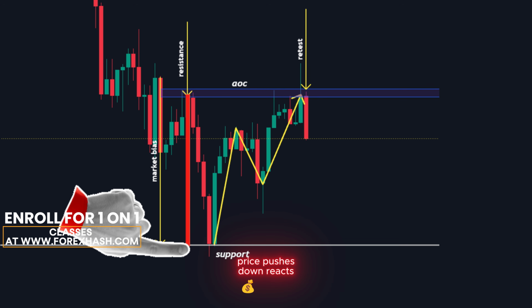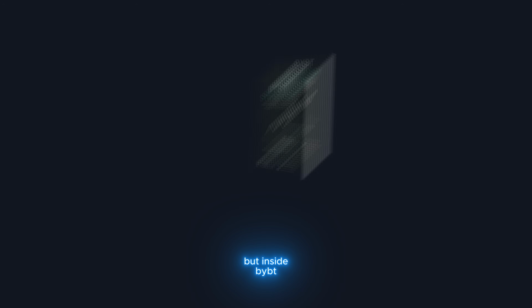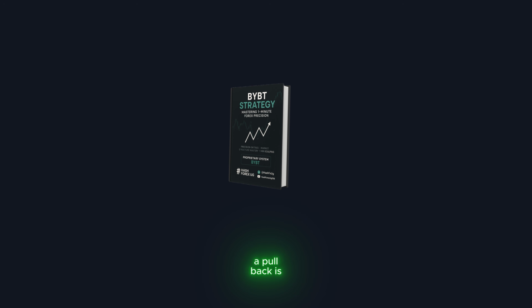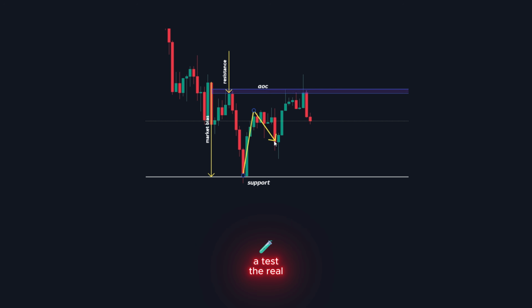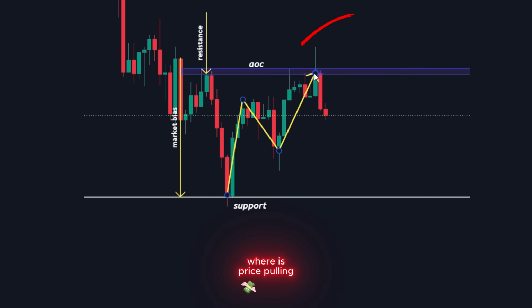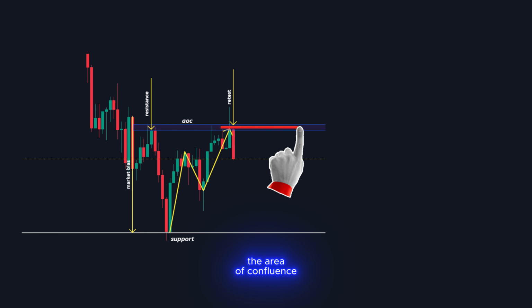Price pushes down, reacts from the support area and then starts pulling back. A lot of traders see that pullback and think the move is reversing, but inside BYBT, a pullback is not automatically a reversal. A pullback is a test. The real question is this: where is price pulling back into? Here, price returns into the AOC, the area of confluence.